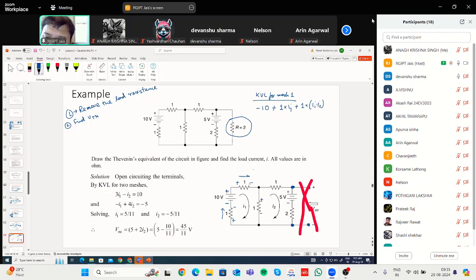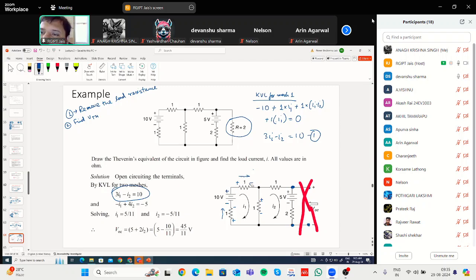Next element will be this 1 ohm resistance. The first sign you will encounter moving in clockwise direction will be the plus sign. So plus 1 multiplied by I1, and that will be equal to 0. So I1 plus I1 plus I1, so 3I1 minus I2 will be equal to 10. So this is your first equation.